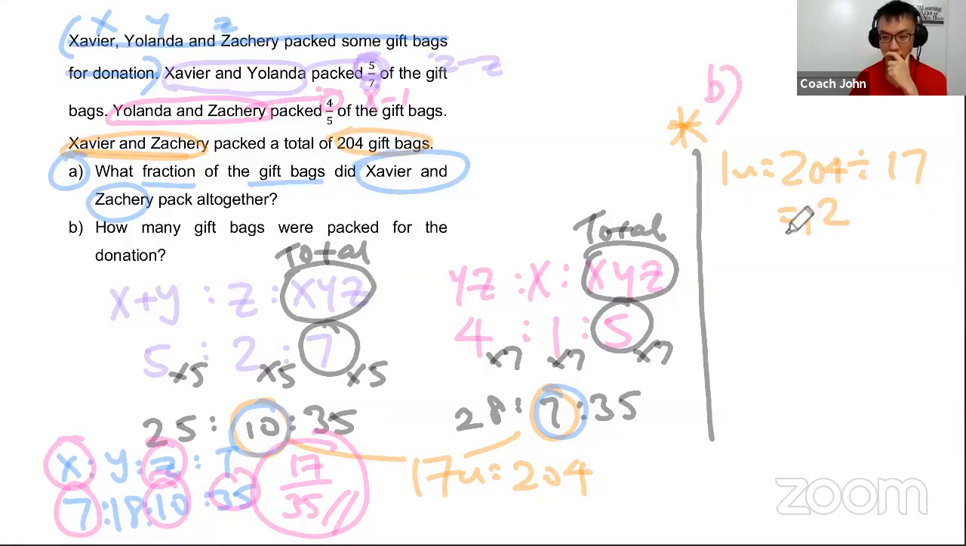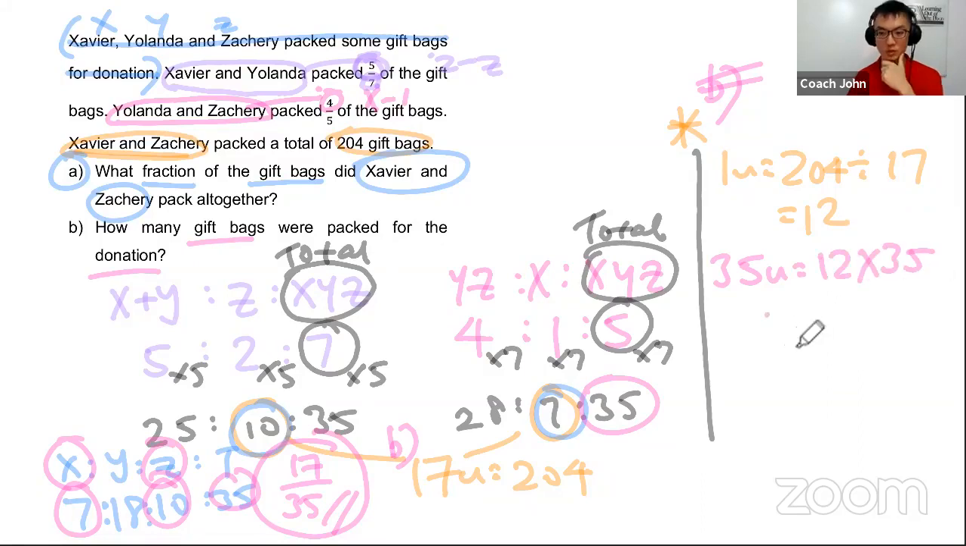So part B, you have found 1 unit. In fact, B starts off from here. So how many gift bags were packed for the donation? Total is 35 units. So 35 units is equal to 12 times 35, which is 420. Okay, 420 gift bags. That's the answer.